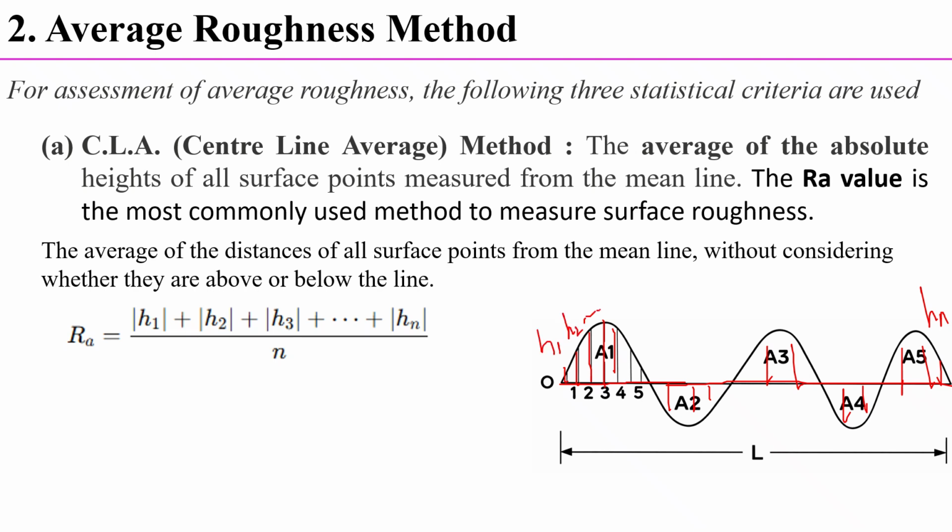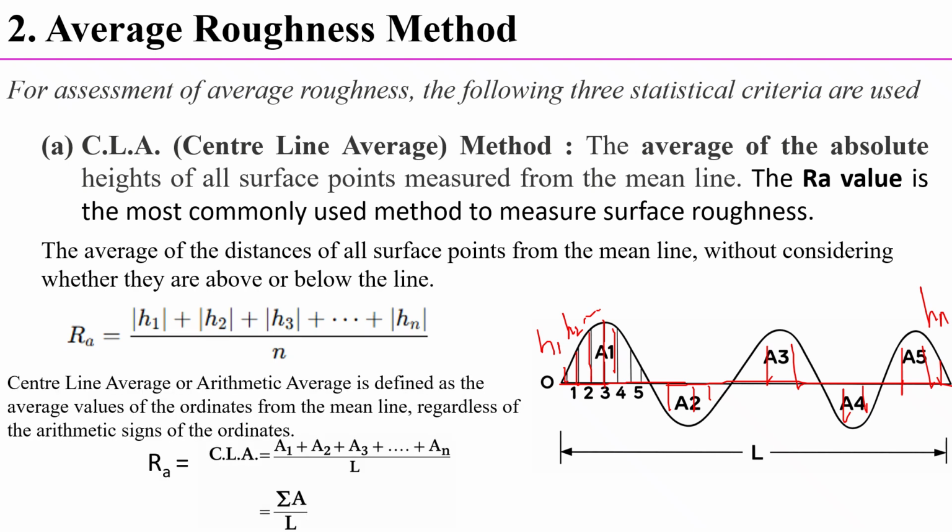After that, we have to consider the average value of these absolute values. So we consider only the positive values, whether above the line or below the line. We consider only the positive H values. Then Ra will become the average height of all these heights. Ra equals H1 plus H2 plus H3 up to Hn divided by n.